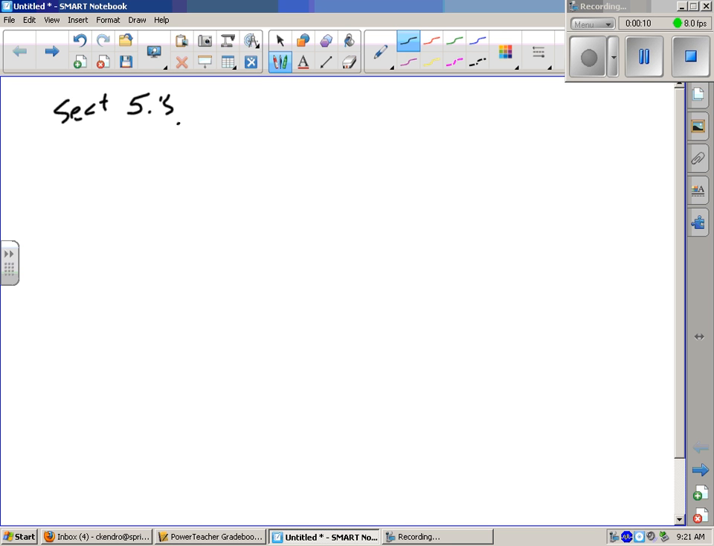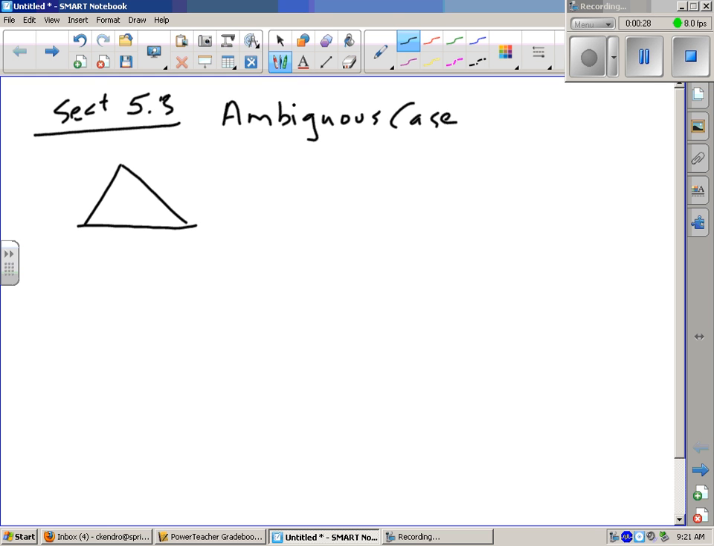Section 5.3. In our mathematical terms, we're going to talk about the ambiguous case for triangles. They call it ambiguous, meaning you don't really know what's happening here. It's kind of vague.